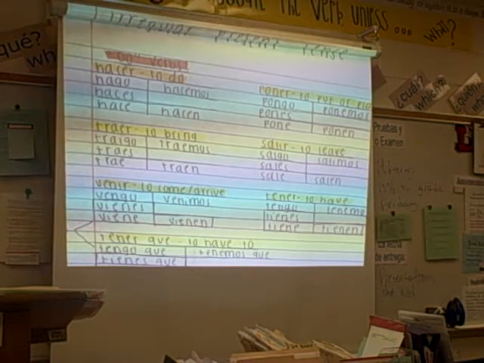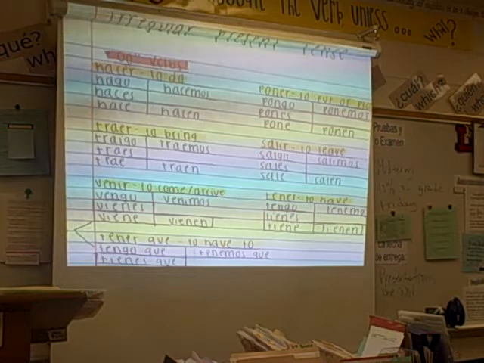Poner, careful that it's an ER verb, so it gets EMOS. That's to put or place. Traer, careful that it's not just a go change, but there's an extra I there. So traer is to bring, but traigo for the yo form, and the rest are regular conjugations.